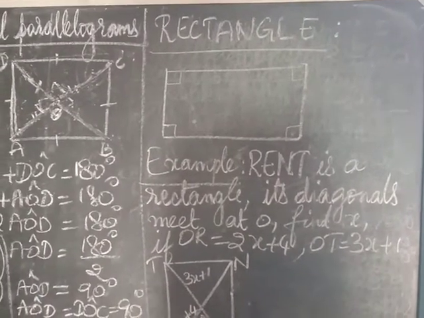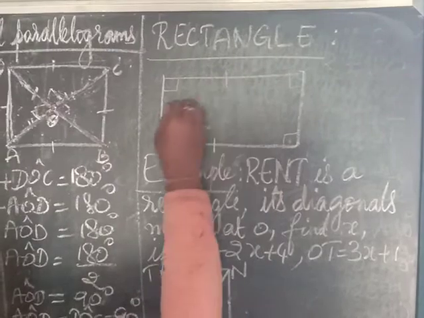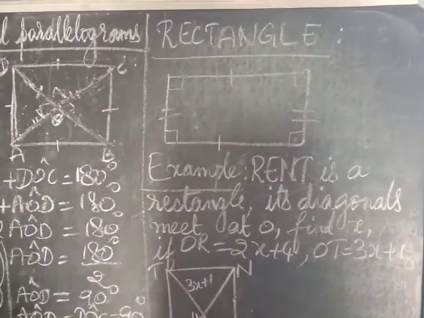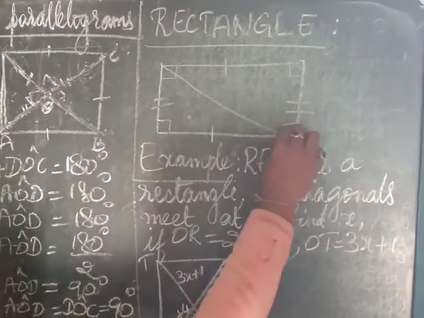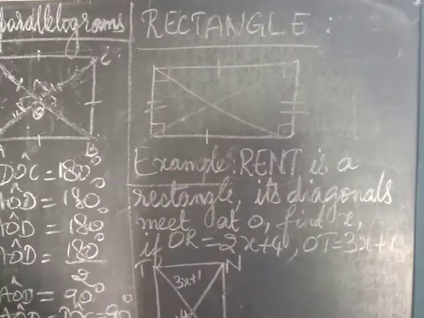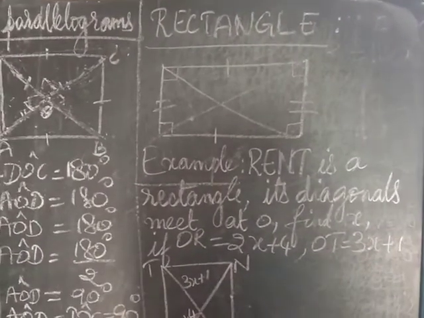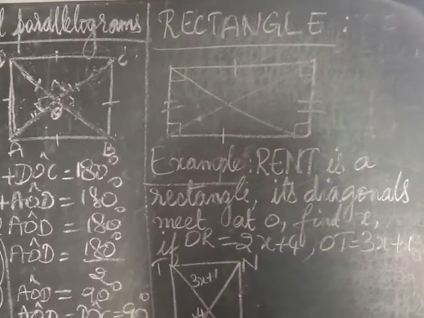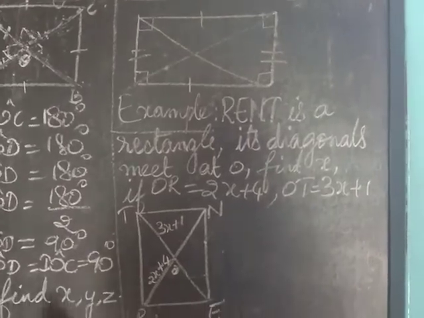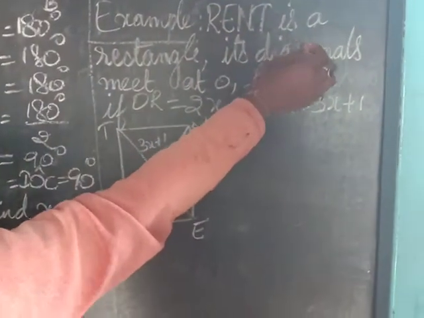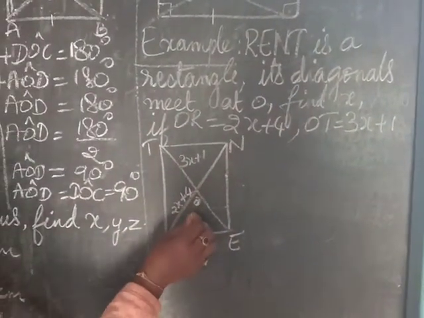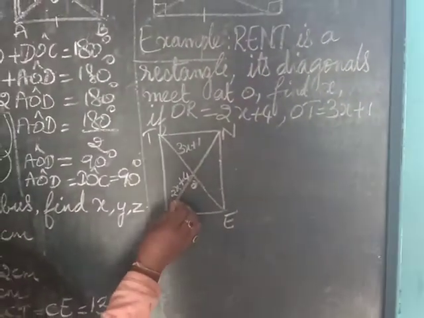Opposite sides are equal, each angle measures 90 degree, and diagonals bisect each other, and they are equal. Now, based on this concept or properties of rectangle, let us see an example. RENT is a rectangle. Its diagonals meet at O. You can observe this one. Find x, they have given.